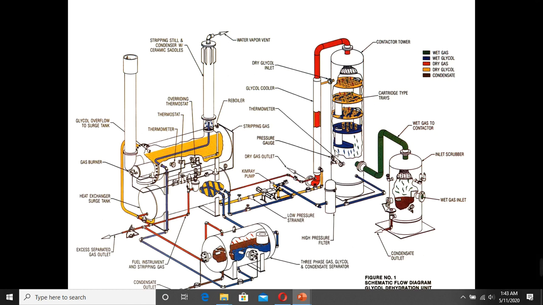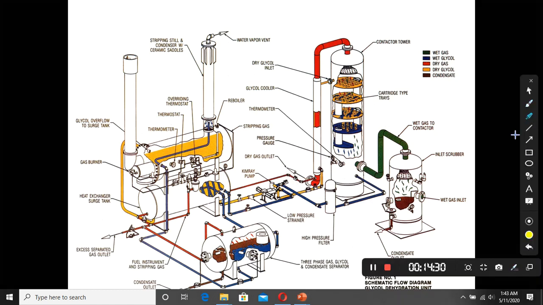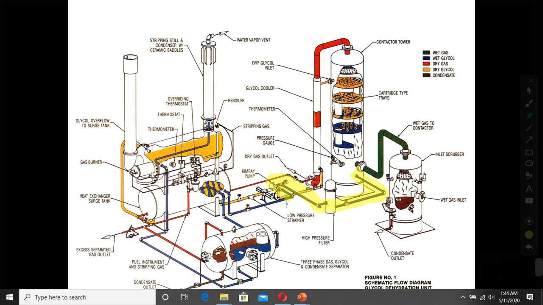This is the system. And the rich glycol then travels from here, from this line, inside this tower. And here we have the reboiler. We boil it, and water vapors are removed from here. Okay, and this is the storage tank where this glycol is stored, and after the storage the glycol is sent back to the system.